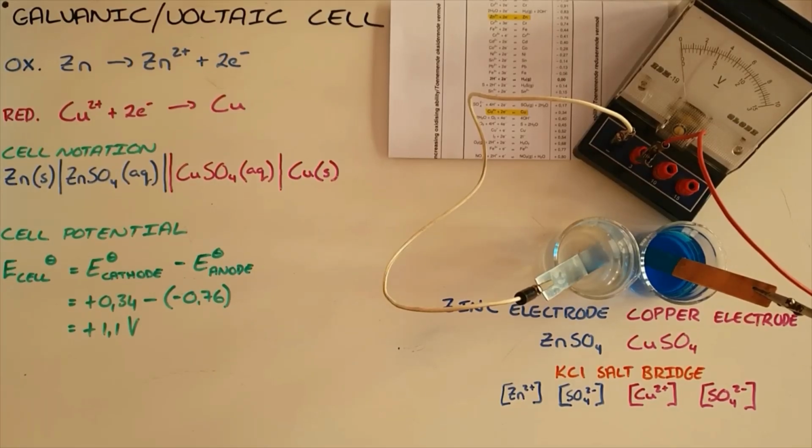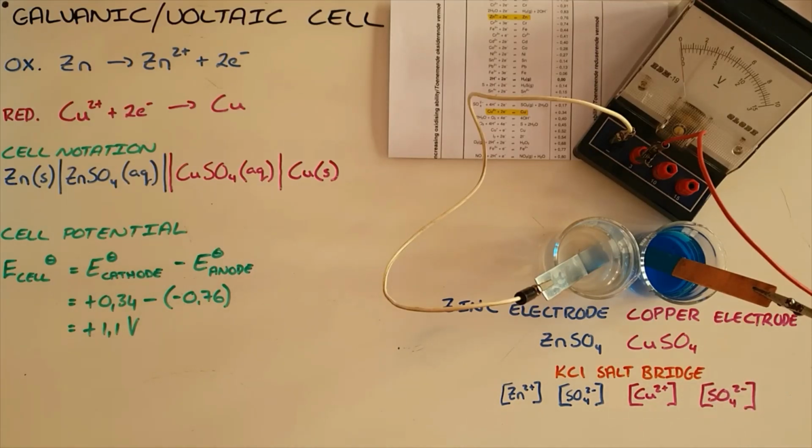A galvanic or voltaic cell converts chemical energy into electrical energy through a spontaneous reduction-oxidation reaction between two substances, one of which is easily oxidized and the other more easily reduced. So the setup that we have here, I have a zinc electrode that is placed in a solution of zinc sulfate and a copper electrode that is placed in a solution of copper sulfate.